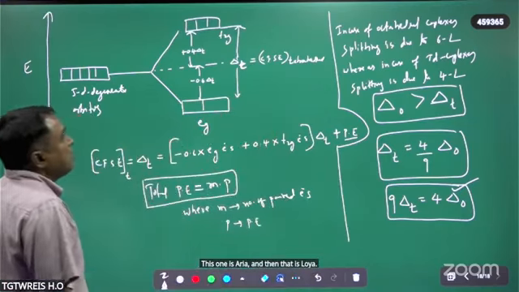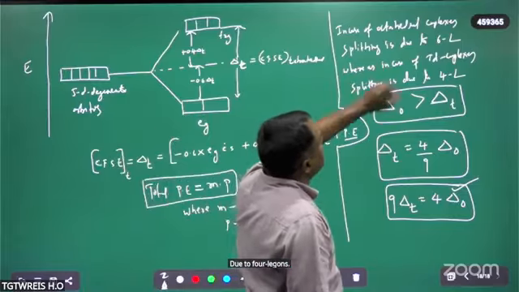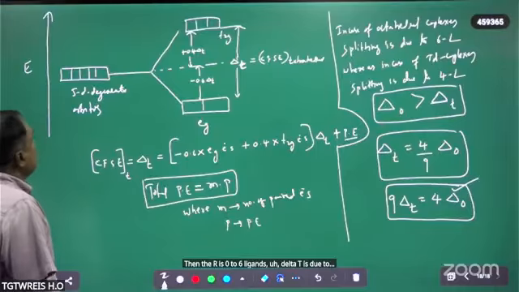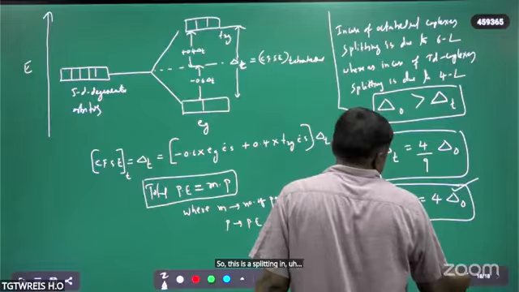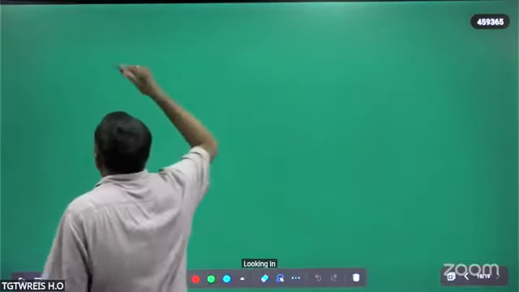Because delta naught is due to 6 ligands, and delta T is due to 4 ligands. So this is the splitting in tetrahedral complexes.